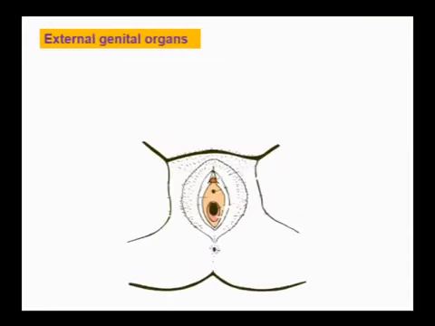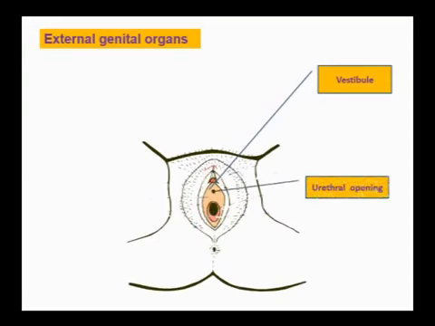External genital organs. External genitalia of the female reproductive system includes vagina. It is associated with a slit-like opening in the center. This is known as vestibule. It consists of two openings: one is called urethral opening and the other one is called vaginal opening.